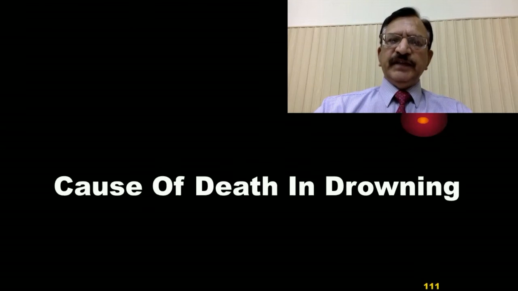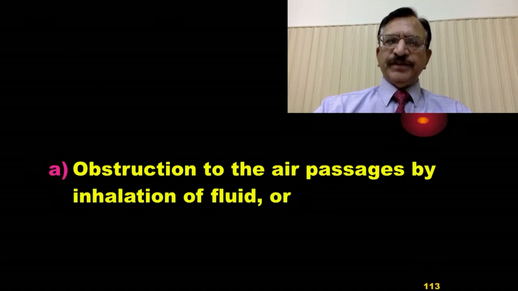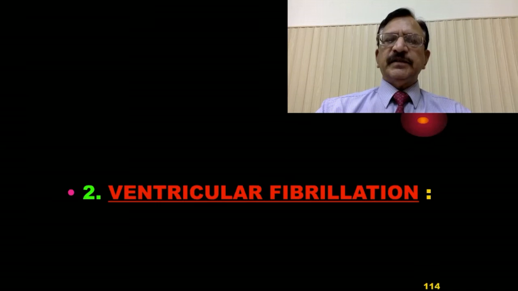Then the causes of death in drowning. Number one is asphyxia. Asphyxia is the most common cause of death, and this results from obstruction to the air passages by inhaled water, or laryngeal spasm due to entry of water into the nasopharynx or larynx. And the second important cause is ventricular fibrillation, which occurs in fresh water.